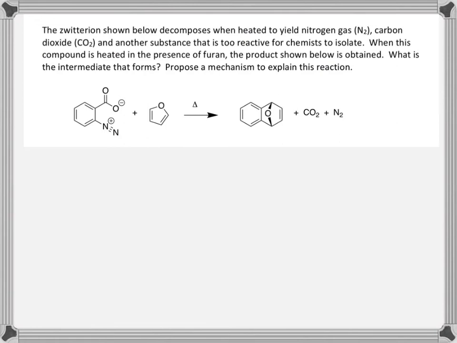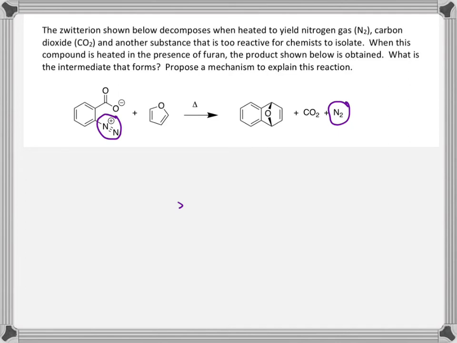Okay, next question. The zwitterion shown below decomposes when heated to yield nitrogen gas, carbon dioxide, and another substance that's too reactive to isolate. When the compound is heated in the presence of furan, the product shown below is obtained. What is the intermediate that forms? Propose a mechanism to explain this reaction.